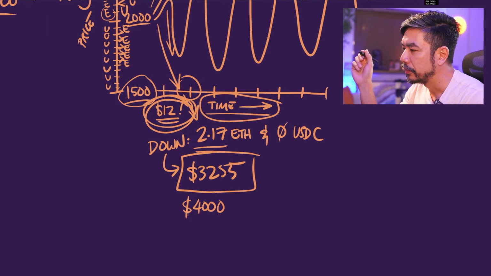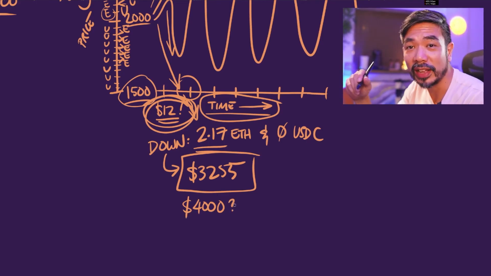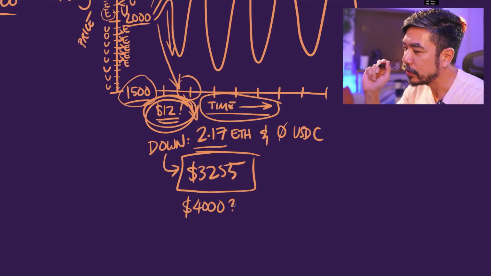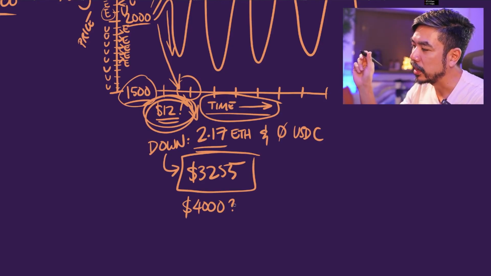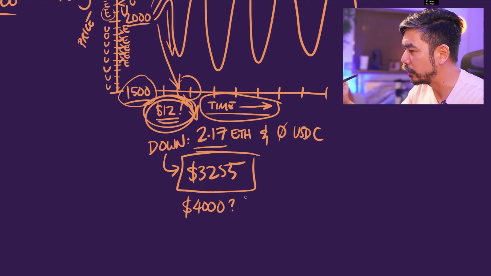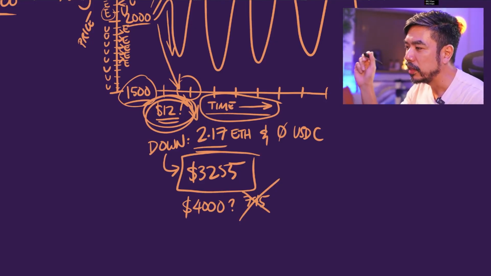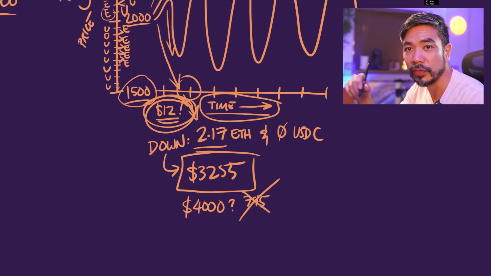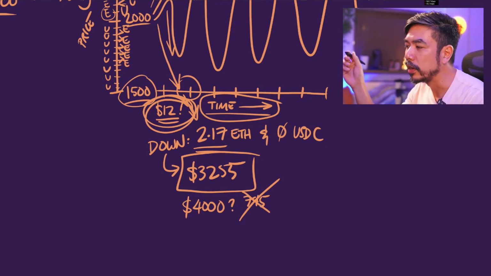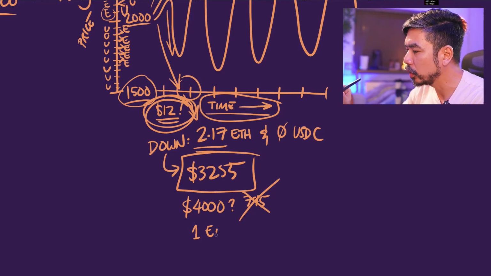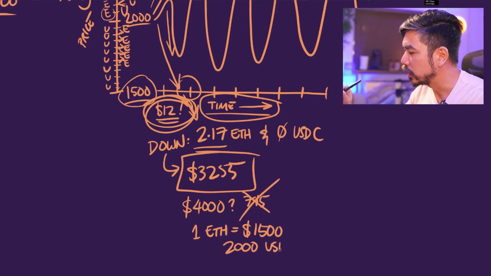$3,255. That is a pretty substantial loss, because you remember your original HODL value was $4,000. However, it is incorrect for us to say that you have a loss of $745. That's wrong. That's not what's going on here. Because in the scenario where you just held your funds and you didn't enter into the liquidity pool, your 1 ETH would be worth $1,500 now, right? And then you had 2,000 USDC.